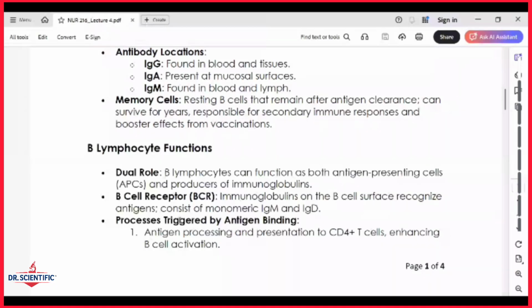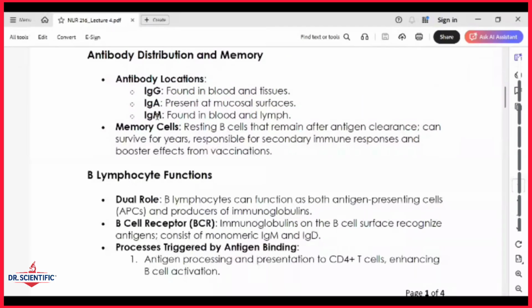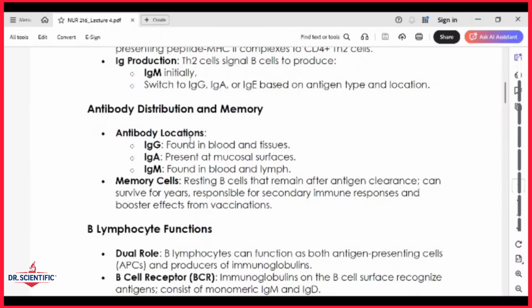So what do B lymphocytes do? We know what they do. B lymphocytes are either going to be antigen presenting cells or they are going to produce immunoglobulins. And they have the ability to produce 5 types of immunoglobulins, that is IgM, IgG, IgA, IgE, and IgD.